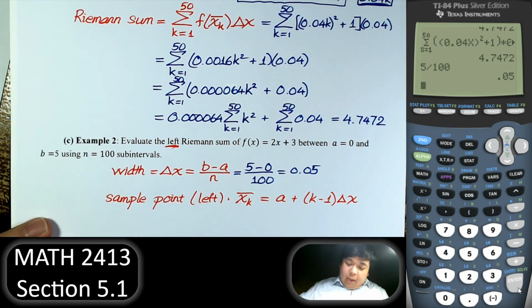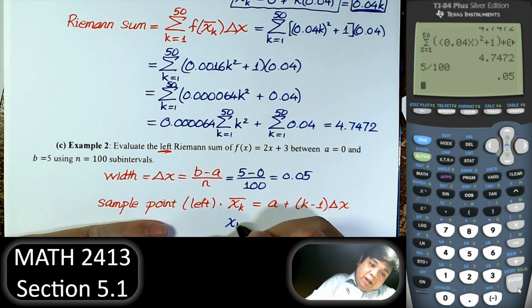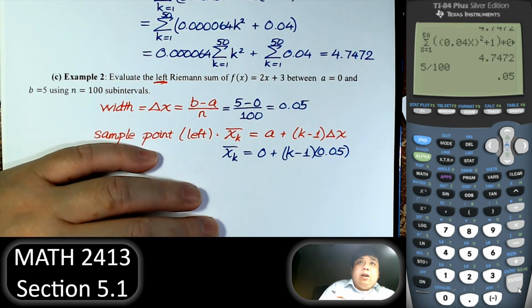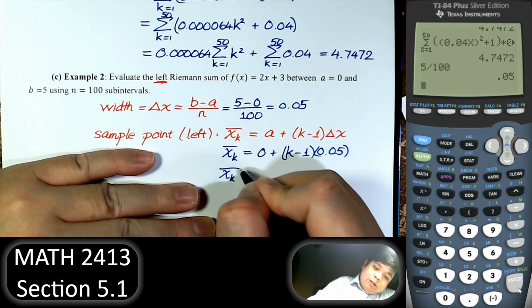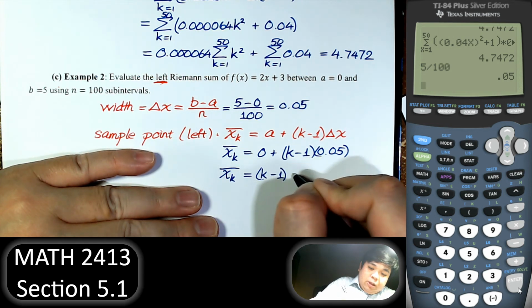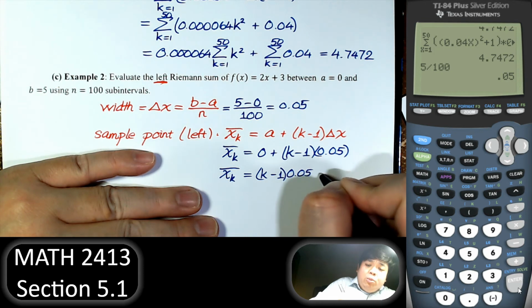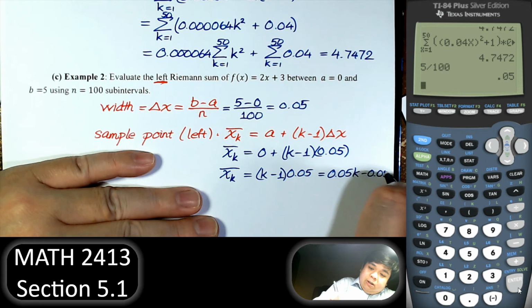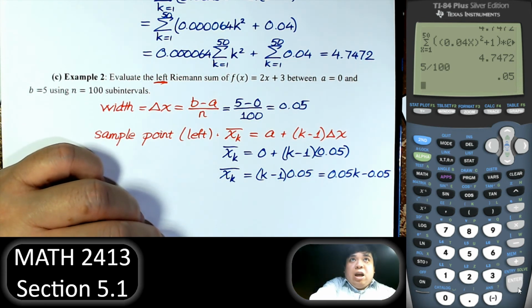So in our particular problem, x_k bar: a is 0, k minus 1, delta x is 0.05. So x_k bar equals k minus 1 times 0.05, or if we multiply it out, 0.05k minus 0.05. So that is the sample point.